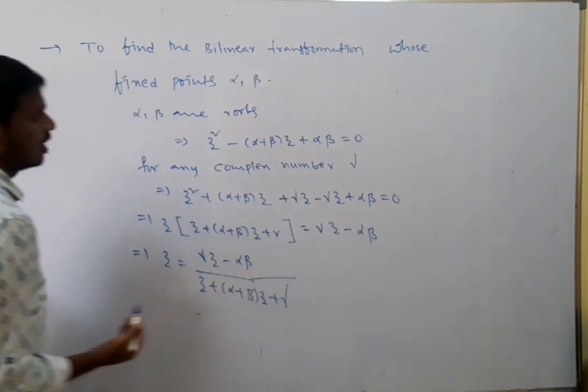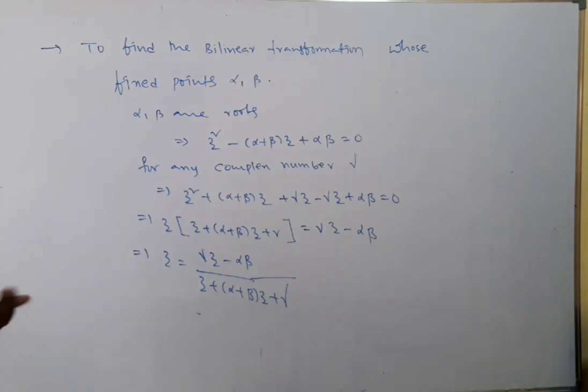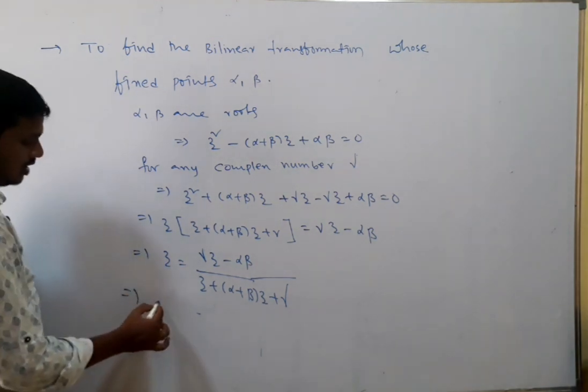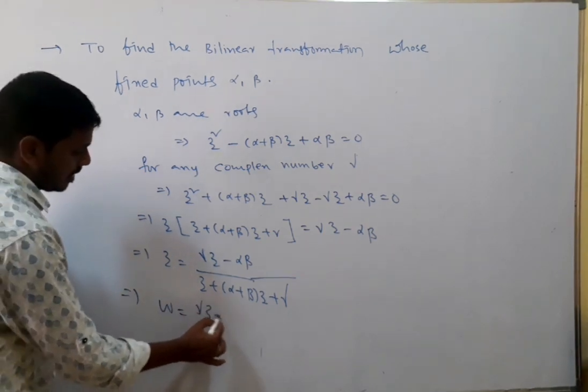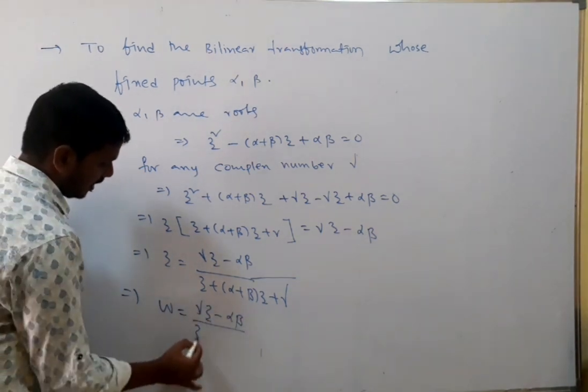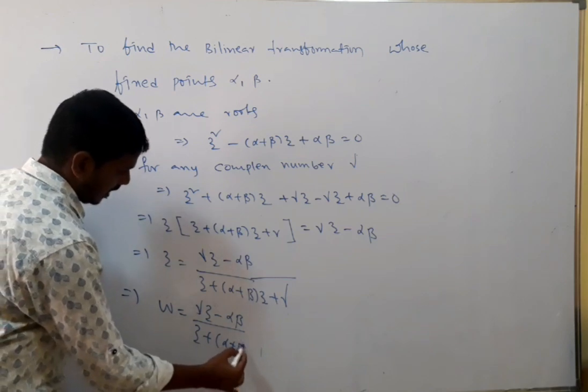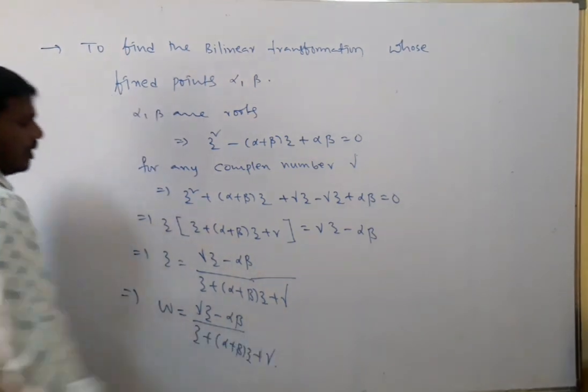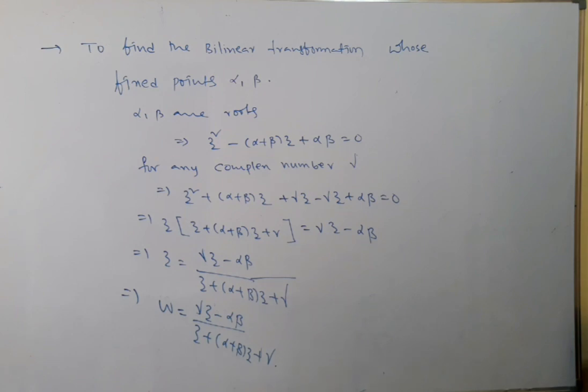But it is a fixed point. The definition of the fixed point is that the point in the z plane is mapped to itself. So z is replaced by w, since w = z. So w = (γz − αβ)/(z − (α + β) + γ). This is the transformation when α, β are given. Yes, γ is arbitrary, you can choose it. From that you will get the transformation. You can take any value of γ.